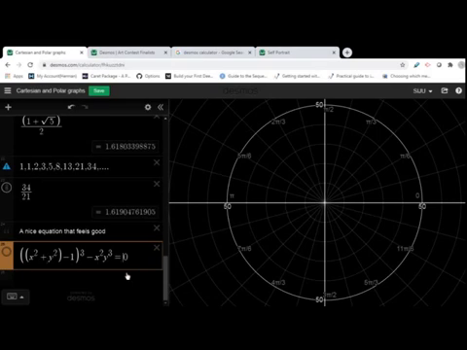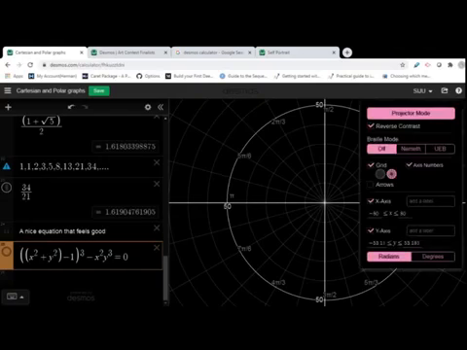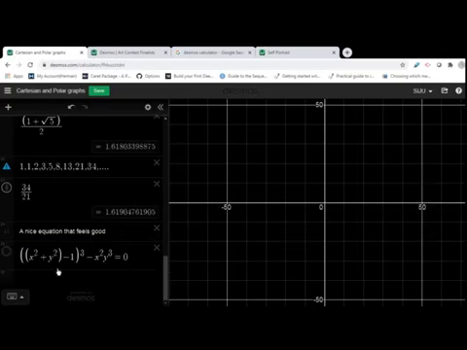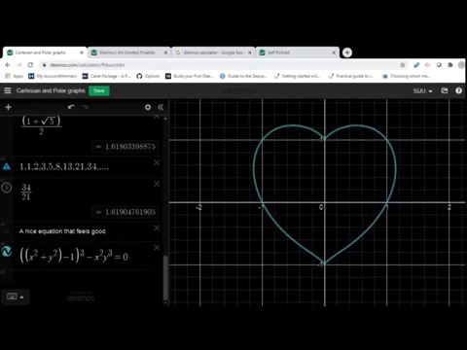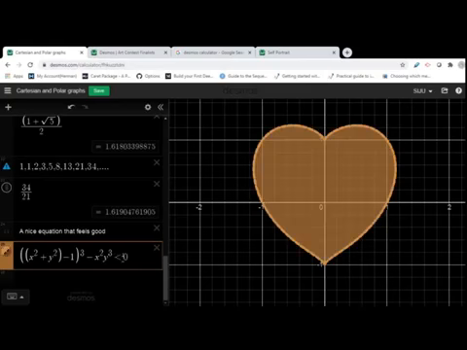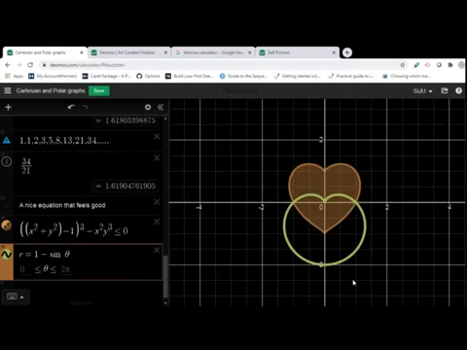It contains x and y, so it is better to convert our graph into the Cartesian system. Click on settings and change to Cartesian grid. Okay, then you try to plot it. So the heart shape is created with the help of this mathematical equation. Instead of equality, it is better to use less than or equal to. So you get the shaded portion of the heart.